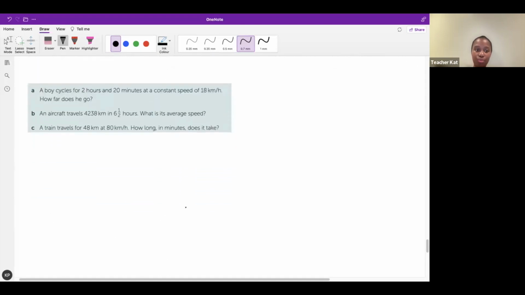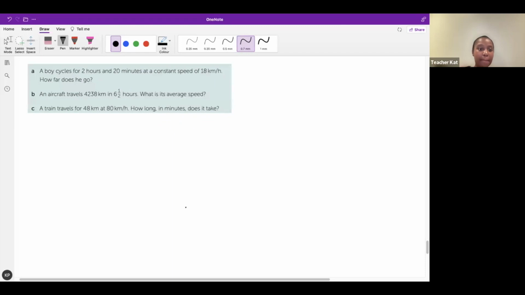Okay. A boy cycles for 2 hours and 20 minutes at a constant speed of 18 kilometers an hour. How far does he go? Now, there is a trick in this one, and I'm going to see if anyone can see that trick. Okay. So we have speed. For number A, they gave us speed, which is 18. And we have time. 2 hours, 20 minutes. Yes, that is the trick. This time has to be in hours.